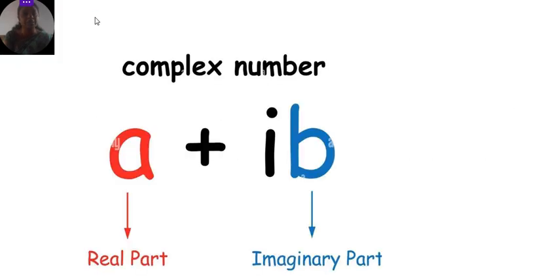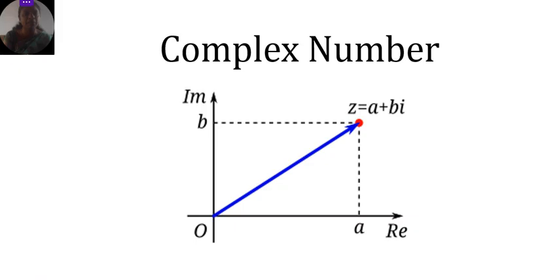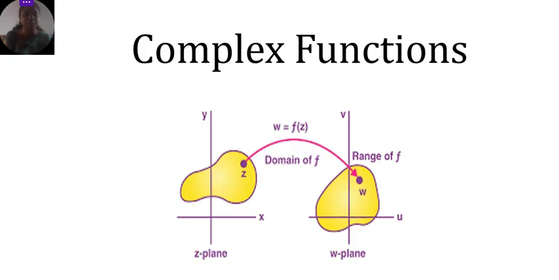First one is complex number. I hope many of you are familiar with this term. A complex number can be written as a plus ib, where a and b are real values, where a is called the real part and b is called the imaginary part. So we can plot the complex number like this. On the x-axis we can mark the real part, and on the y-axis we can mark the imaginary part. So here z equal to a plus ib is a representation of a complex number.